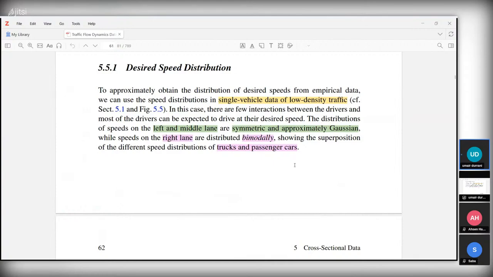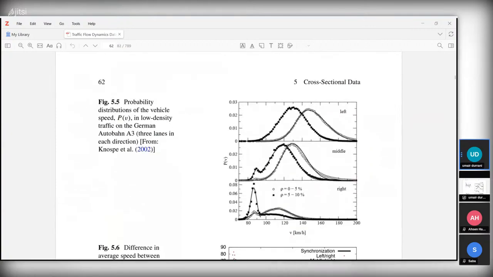We need to use single vehicle data of low density traffic because we are talking about desired speed. So here's an example, from a paper cited here. In this example, we have three lanes on a German highway, and we have the left lane, middle lane, right lane on the plot here.